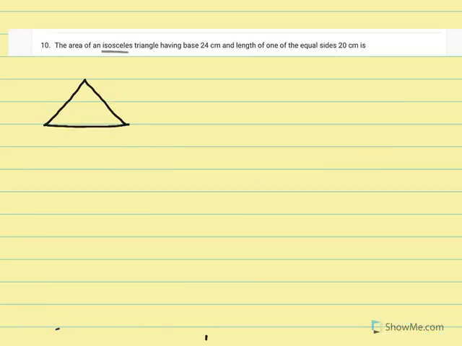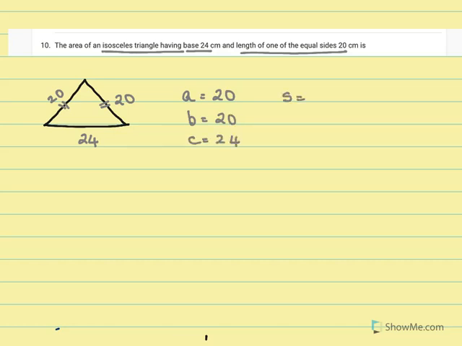Find the area of an isosceles triangle having base 24. So this is the base 24, and one of its equal sides 20. If one side is 20, the other equal side also will be 20. Now this we do like a normal sum. So we have A is 20, B is 20, and C is 24. And if I find the semi-perimeter, A plus B plus C divided by 2, the semi-perimeter S comes as 32.